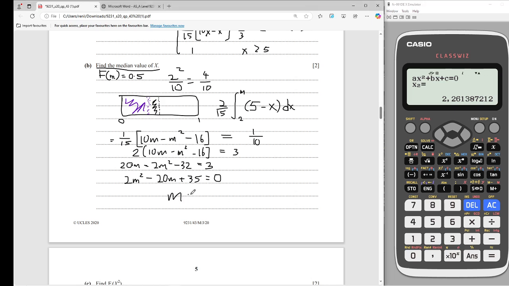So we write here m equals 2.26. If they gave exact form, then we'll have to write it this way, 10 minus root 30 by 2. But they're asking what's the median value. We don't need to write that.